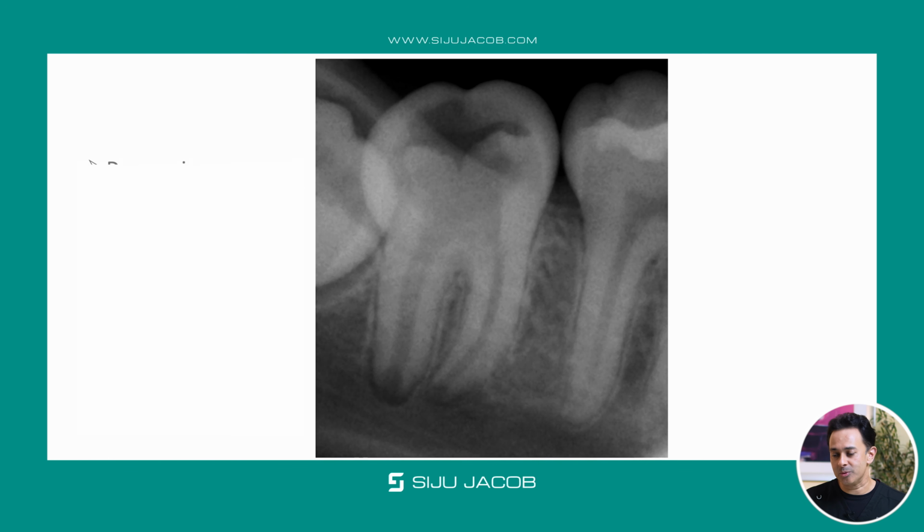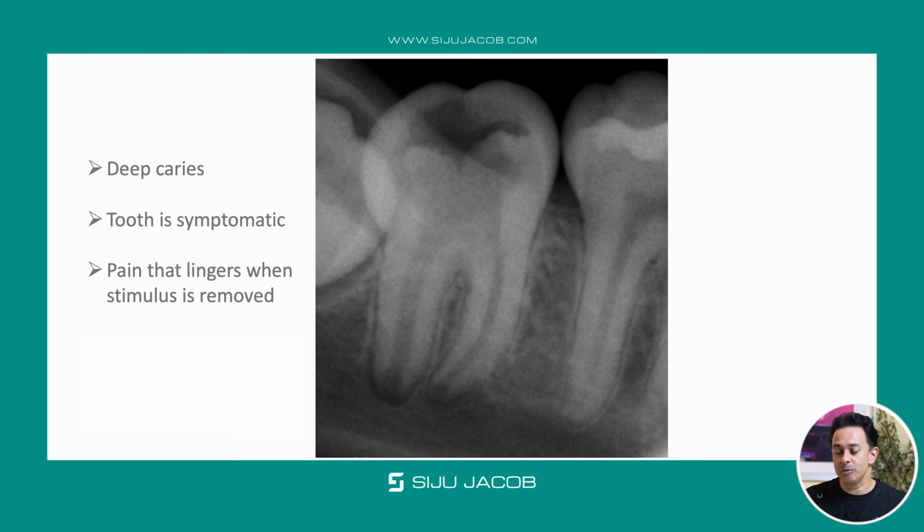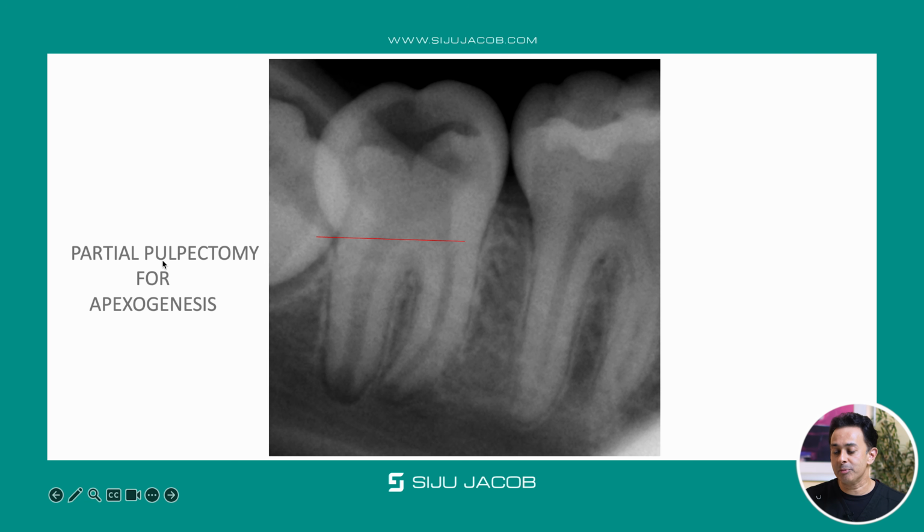So what if you have a case like this where there's deep caries, the tooth is symptomatic, there is strong pain that lingers when stimulus is removed, which means the patient has irreversible pulpitis? Then of course you can't just put a layer of MTA over that. You have to remove a part of the pulp which is inflamed. So our goal when we perform partial pulpectomy for apexogenesis is to remove the coronal part of the pulp and then allow whatever pulp is there in the radicular portion to remain vital so that root formation can continue in the usual manner. So this is the goal of partial pulpectomy, allowing apexogenesis, which is a natural formation of the root, to continue. So let's take a look at a case.